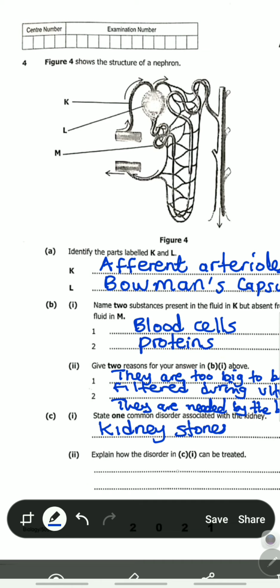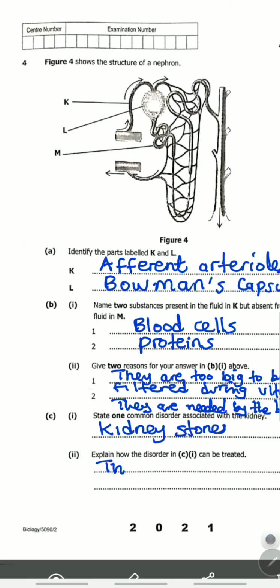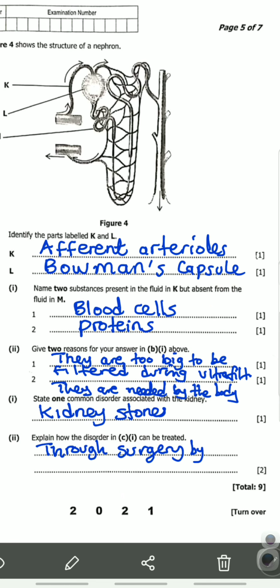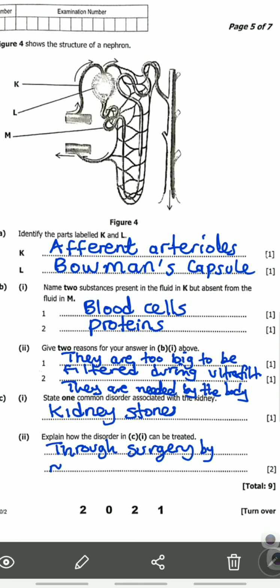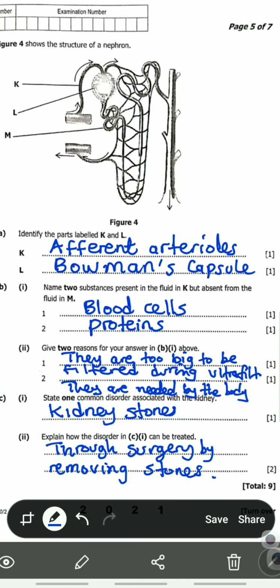So those are the disorders associated with the kidney. Now explain how the disorder in C1 can be treated. Now kidney stone can only be treated by surgery, which will enable the removal of stones. So here we write through surgery, by removing stones. So that is the end of this question.